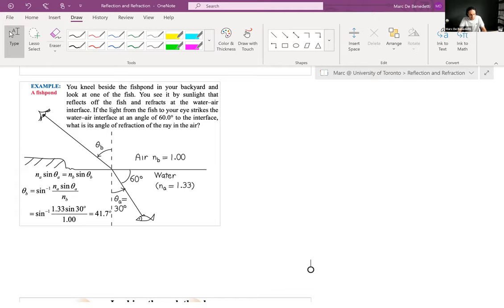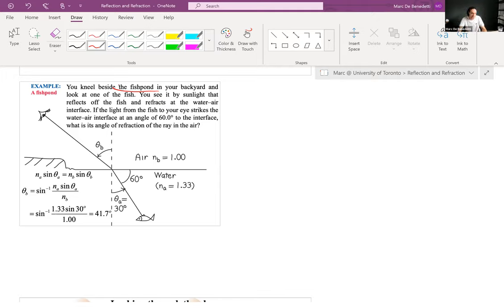But nonetheless, if I'm sitting by the water or by the ocean and I see something underneath, I always think to myself that that object is not where my eyes think it is. If I want to go reach for it, I have to reach for it somewhere else. So let's look at the math and the physics behind that. So here, you kneel beside a fish pond in your backyard. Okay, for one, who has a backyard nowadays? Especially if you live in the GTA, who can afford a backyard?